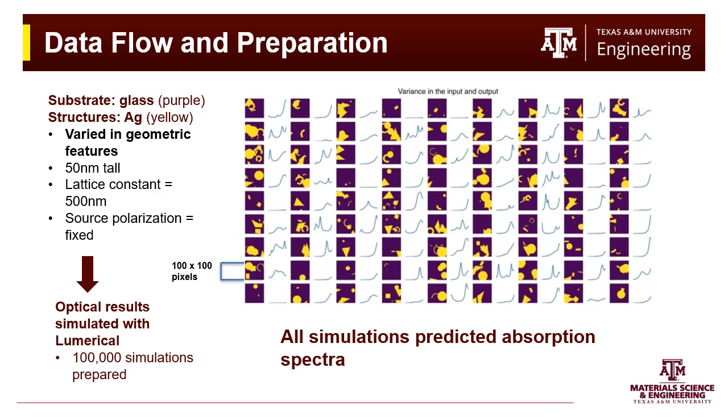They varied in basically all 2D geometric features. However, for the actual modeling, these plasmonic bodies were modeled to be about 50 nanometers tall with a lattice constant, or an X and Y separation, of about 500 nanometers in a square lattice. And the source polarization is fixed. These are things that the plasmonic responses are very sensitive to, but beyond that, they were varied in all other geometric qualities.